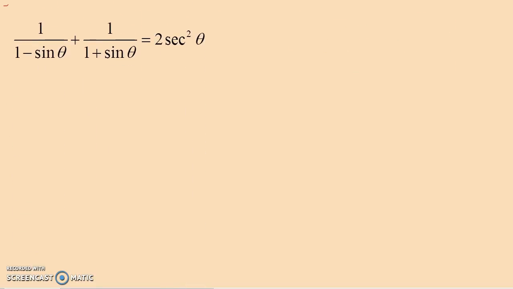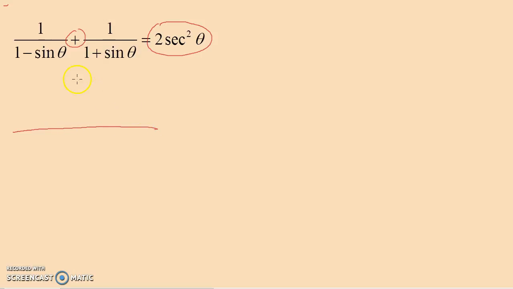All right, here's another one. Once again, I know my answer is 2 secant squared of theta. I just have to somehow get that answer working with this left side. Well, I see two fractions and a plus sign between them. Why don't I go ahead and add these two fractions together?